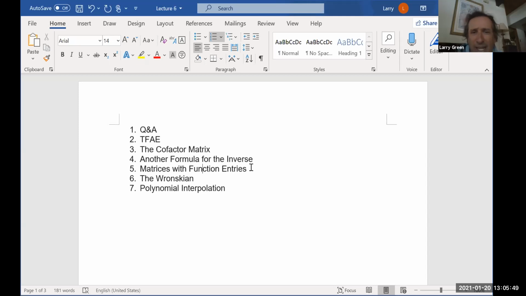And then we're going to get into polynomial interpolation. And we're going to do only the easy style today. And that is that if, let's say you have 5 points in the xy plane, and you want to find the 4th degree polynomial that goes through those 5 points.